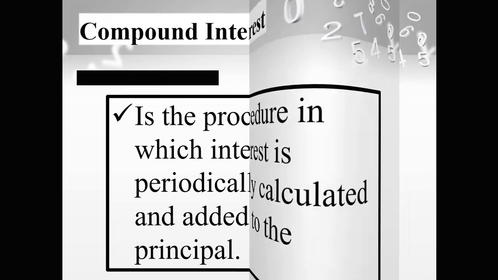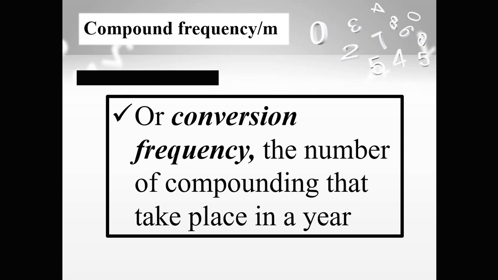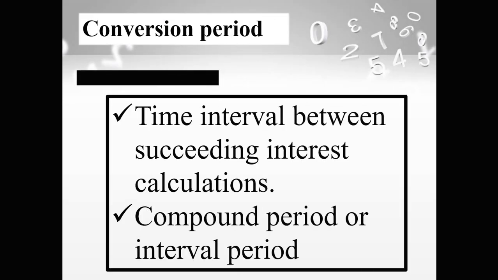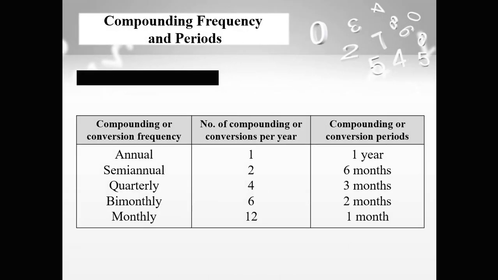Okay? Next, the first term under compound interest is the compound frequency, and it is represented by a small letter m. It is also known as the conversion frequency. It is the number of compounding that takes place in a year. Second, we have the conversion period. It is the time interval between the succeeding interest calculations, also called the compound period or interval period. So, this is our m, the number of compounding or conversion per year, and these are our compounding or conversion periods.